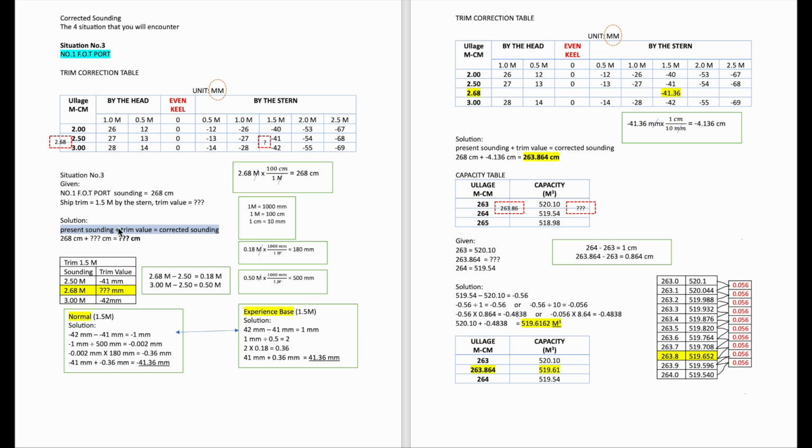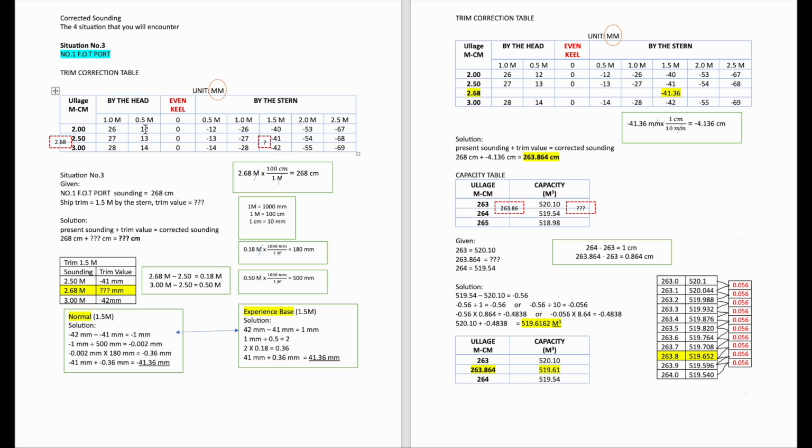Okay, so as the normal formula is present sounding plus trim value, you need to minus. And here is why. Because as you can see here, the sign here is negative. So after you compute the total answer here, you check what sign is in the table. So for example, here on the Astern table the sign is negative, so you need to minus to 268.